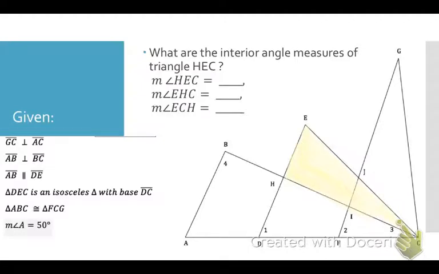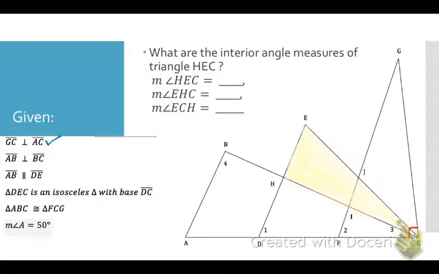Well, I have a highlighted triangle HEC on this diagram. And then they've given us a bunch of information. First, they tell us that line segment or side GC is perpendicular to side AC in the diagram. So if you look, that means that I have a right angle right down there on angle GCA. So that's a 90-degree angle there.